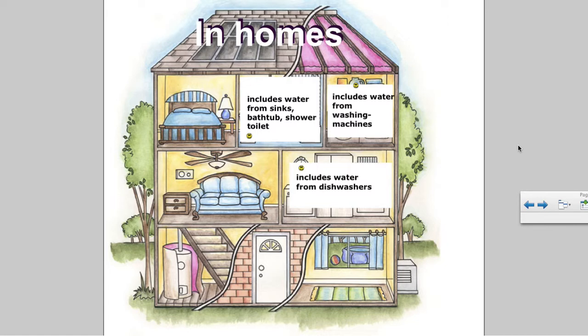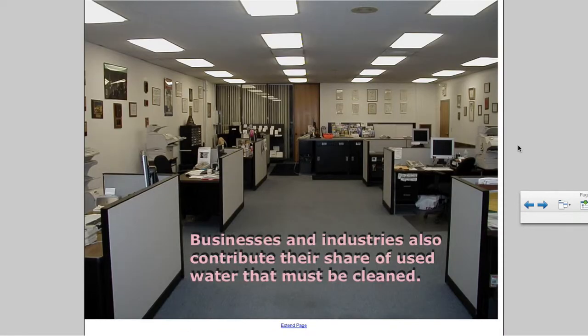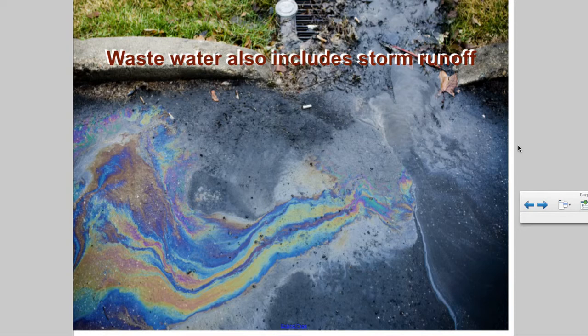All right, so the next area that wastewater would come from would be businesses. Now, businesses and industries also contribute their share of used water that must be cleaned. Businesses, schools, places like that, they have toilets, they have sinks. Some businesses even have showers. They also contribute to wastewater. And then you have something called storm runoff. And this is an example picture of storm runoff, where there's things from cars and buses, and when you wash your cars or you water your grass, all of that runs off into the drains. And you've seen how icky some of those drains can be.